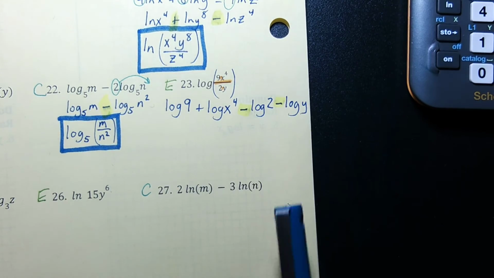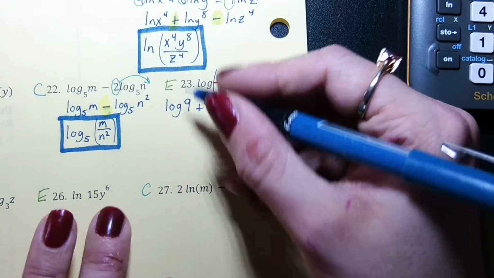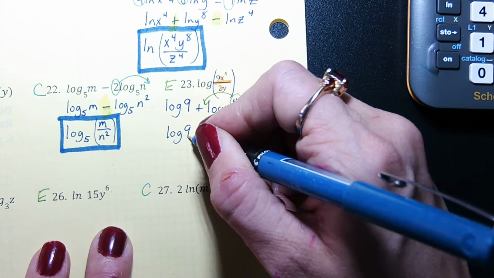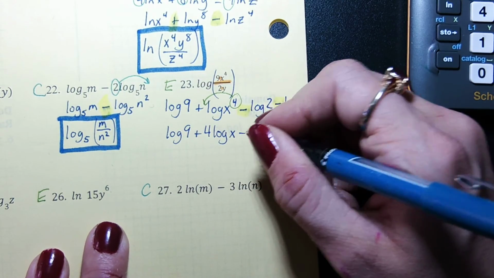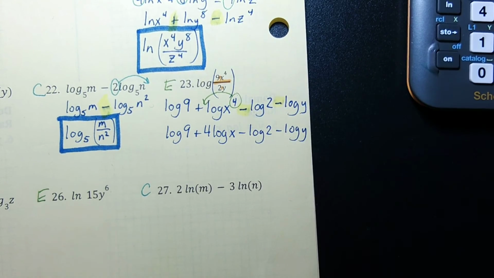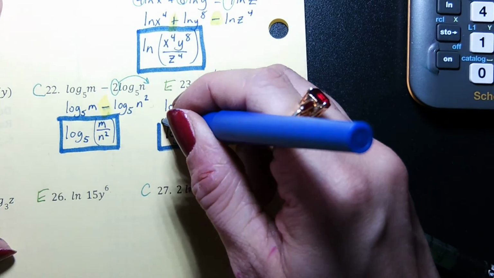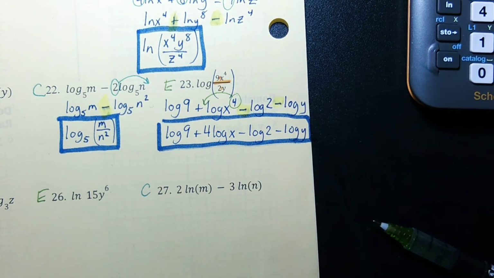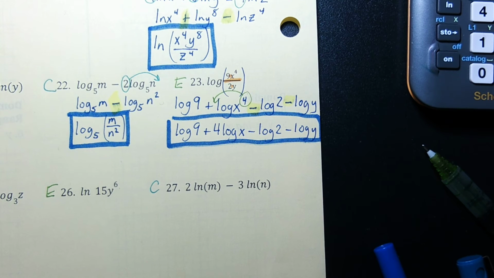So from here, to fully expand everything, we take that 4 and move it back out in front as a coefficient. So log 9 plus 4 log x minus log 2 minus log y. And that's all I wanted to cover on that page.